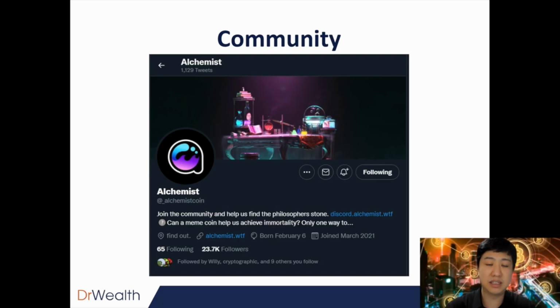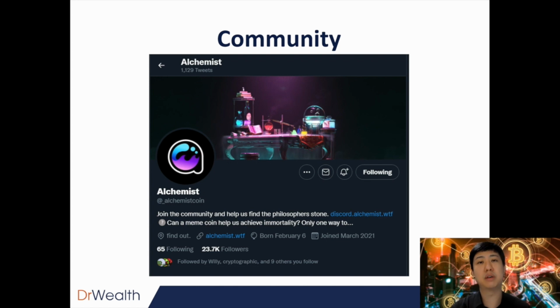And if you do notice, Alchemist has a Discord channel. Discord is something like a Telegram, but in a more organized manner, which means that they have different channels for different topics to organize the communication. So let's take a look at the Alchemist Discord channel itself. You can see they have plenty of members. They have their senior alchemists, which is probably part of their developer team, or their moderators. And you can see all the different chat rooms, the support and things like that.